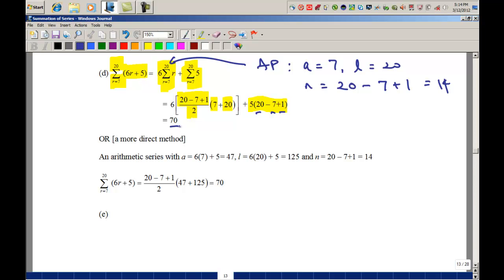Now some of you might want to use a more direct method. Again, some of you might be able to see that you have an AP. First term is 6 times 7 plus 5, 47. Last term is 6 times 20 plus 5, 125. And the number of terms is unchanged, upper limit minus the lower limit plus 1, that's 14. So again, the AP formula, n over 2, first term plus last term, 1204 as well.